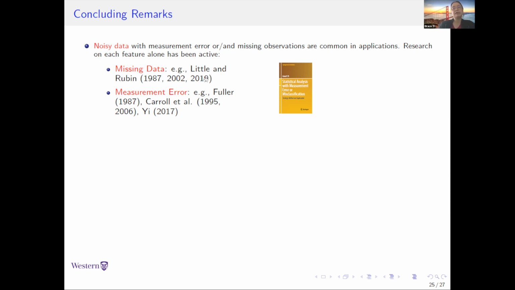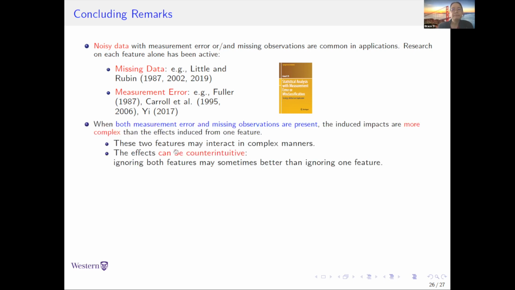For example, like Rod Little just mentioned in yesterday's talk, he has three editions of the book. And in terms of measurement error, there are a number of books as well. And of course, I use this opportunity to advertise my own book here. But the question is, it seems in the literature, not too many papers or not too much work have looked at both missing observations and measurement error features in the data.